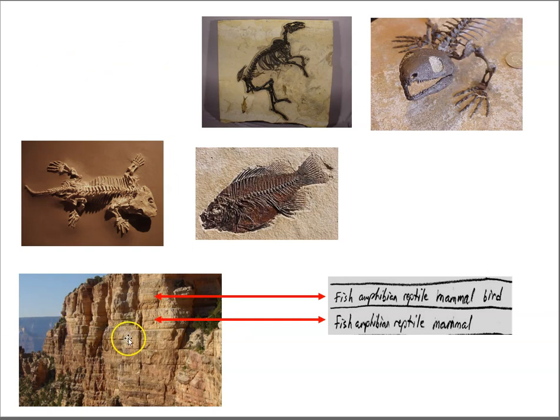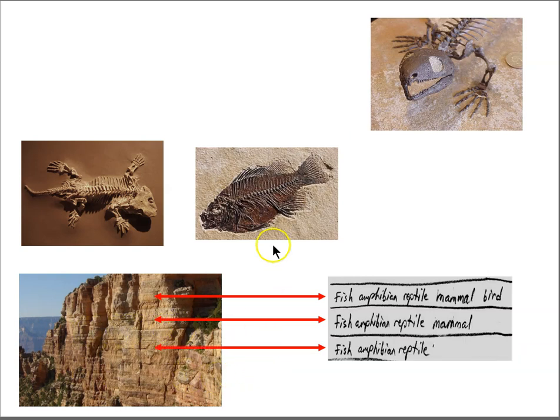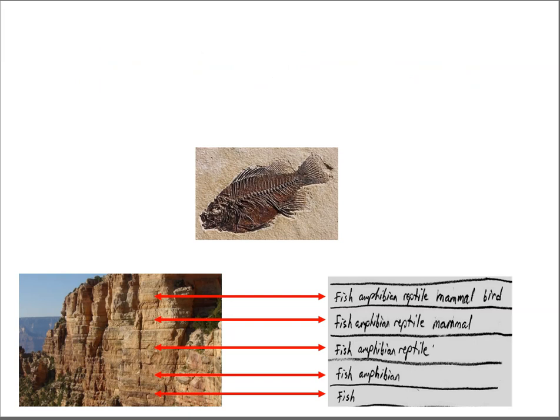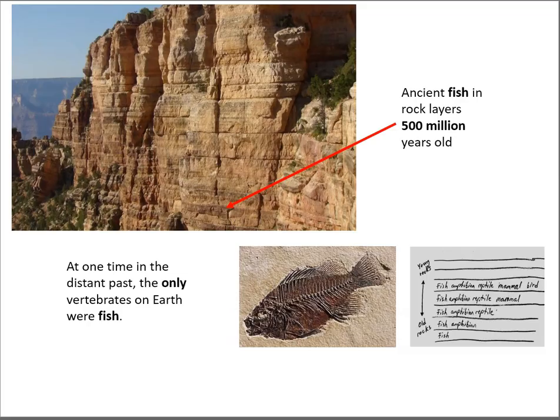What about if we examine the fossils in the layers below that layer? We find fish, amphibians, and reptiles, but now the mammals have disappeared and no birds. And what about below that? We find fish and amphibians. Now the reptiles have disappeared, and again the mammals are not there and the birds are not there. And if we go even lower, we have only fish. So the amphibians dropped out. So if you get low enough down here, these rocks are some 500 million years old, you only have fish. So at some point in the distant past, 500 million years ago, the only vertebrates on Earth were fish.